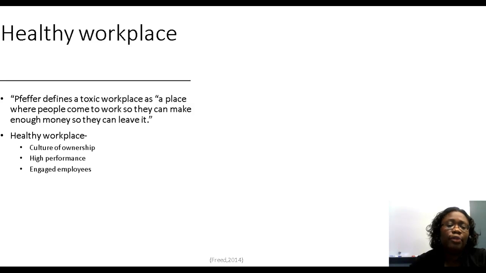And so then in a healthy workplace, you will see a culture where there is ownership in the company. People come because they enjoy being there. They feel like there is a purpose for them. There's a high performance there in the company, and the people will continue to stay. And then there's less turnover. The turnover rate is low.